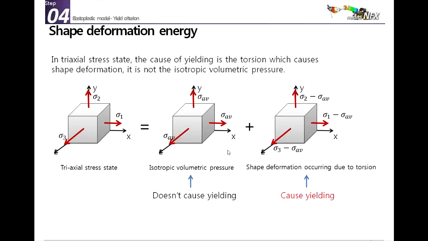If you're wondering why, you can imagine that you put some ball inside the water, so the volumetric pressure of the water around the ball cannot make any yielding inside because it's the same pressure in all directions. Okay.